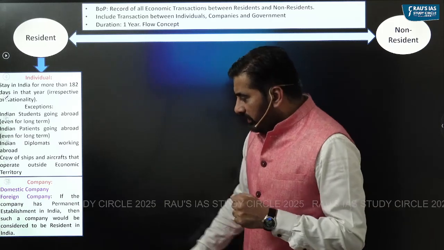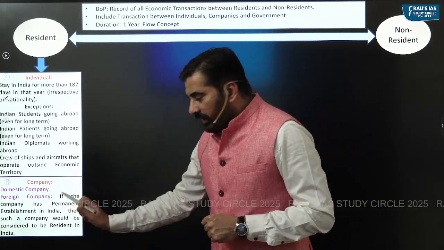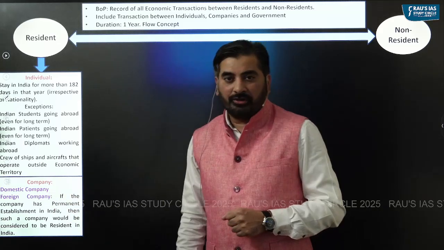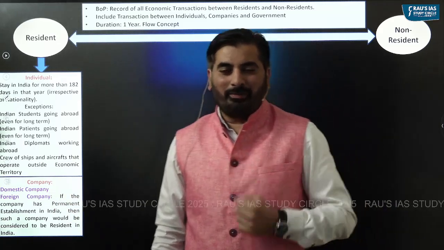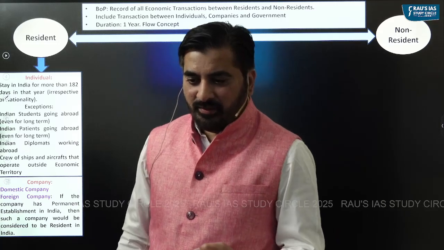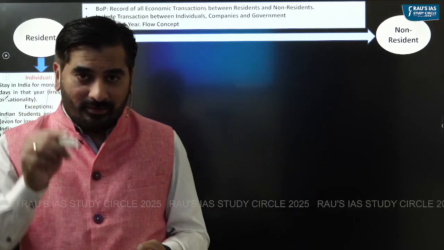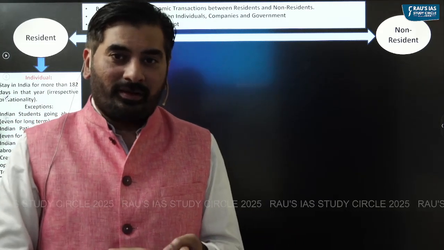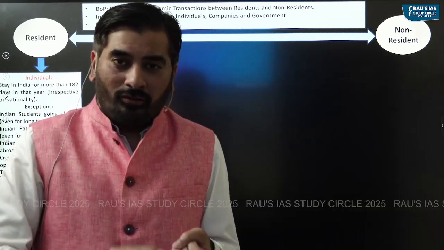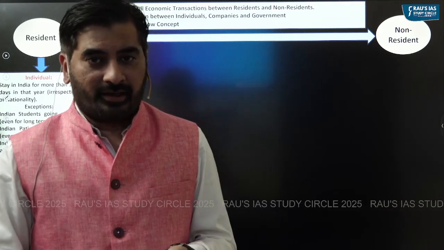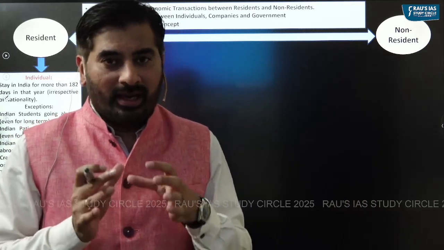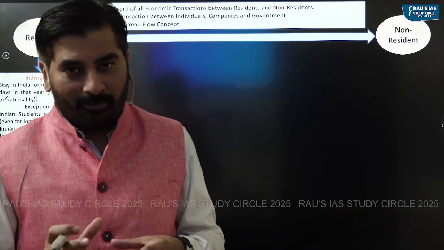Take for example, with respect to a foreign company, I mentioned if the foreign company has a permanent establishment in India. What do you mean by permanent establishment? Permanent establishment means, number 1, it has physical presence in India. Number 2, that physical presence is in the form of an office, branch, or factory. So that foreign company will still be considered to be an Indian resident company only.